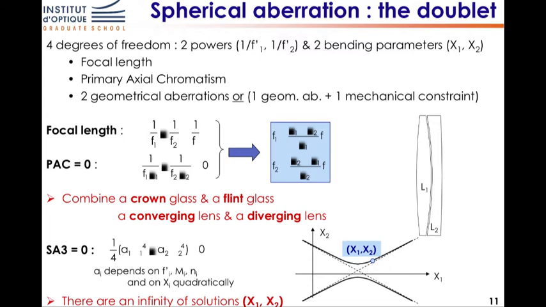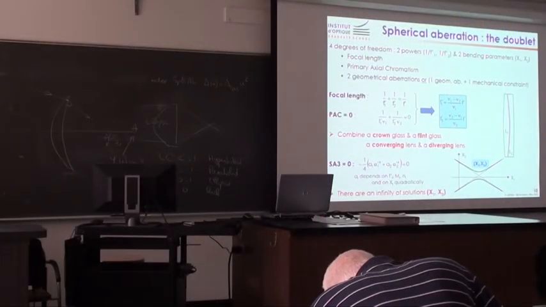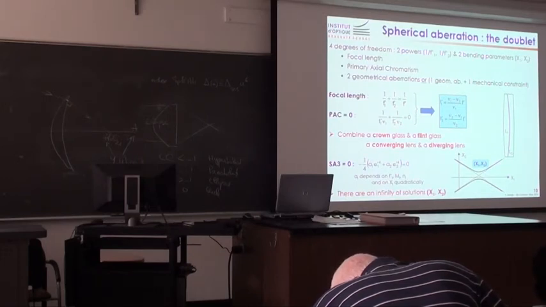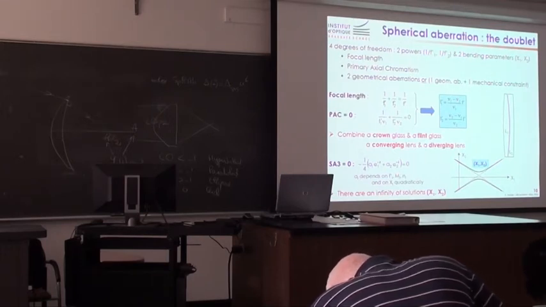More capabilities, of course, because you have more degrees of freedom. How many? What I'm going to say now is not a mathematical proof. It helps with understanding and getting an intuition. In the doublet, you have 4 degrees of freedom. You have two powers, because you have two lenses. The doublet is not necessarily cemented. The doublet is, a priori, two independent lenses with air space in between. So you have two focal lengths, and each lens has its associated bending parameter. So you've got four parameters that you can play with.